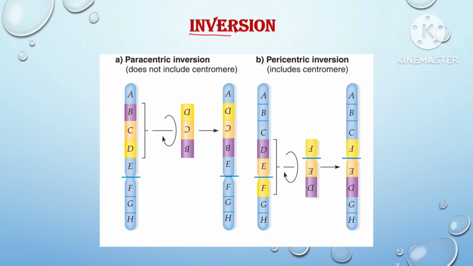Now the inversion. Here we can see a segment where just a 180 degree rotation of the segment has happened. Here we can see B, C and D, then here B, C, D is rotated 180 degrees.